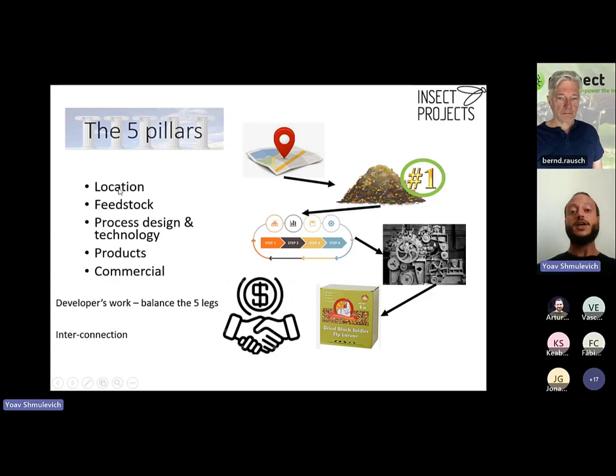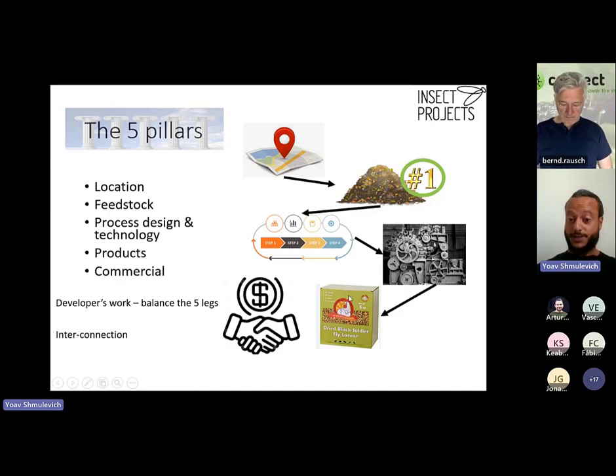So the 5 pillars are location, feedstock, process, and technology. And the process is how the process flows, and the technology is the equipment and the machinery that enables this process.